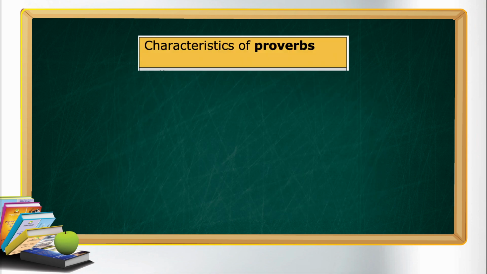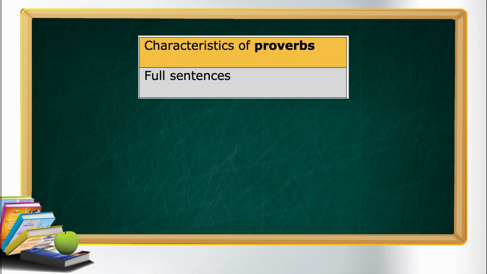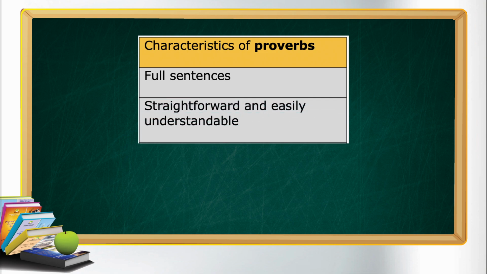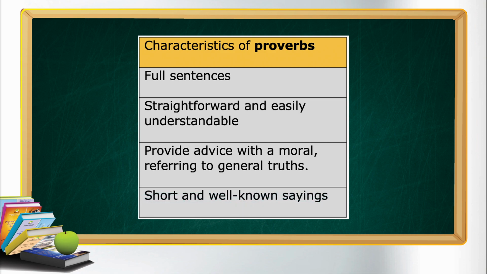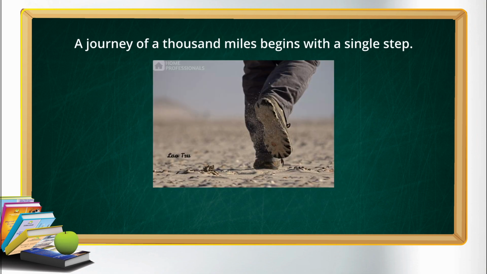Let's summarize the characteristics of Proverbs again. Proverbs are not phrases, but full sentences. They are not hard to understand, but straightforward with clear meaning. And Proverbs give advice and moral instruction, referring to general life truths. They are short and well-known sayings. Let's look at a few examples.